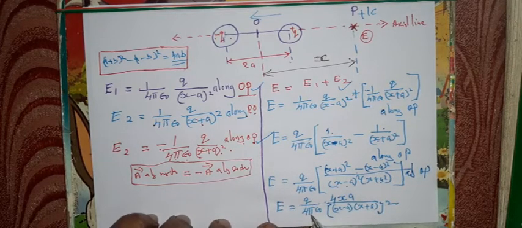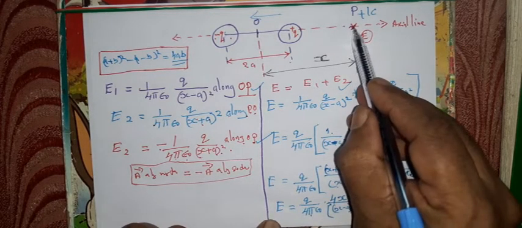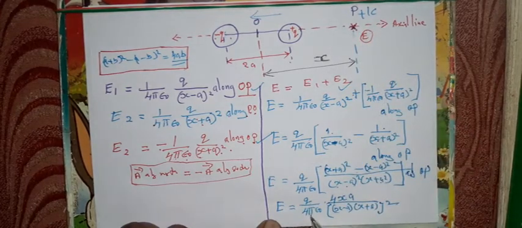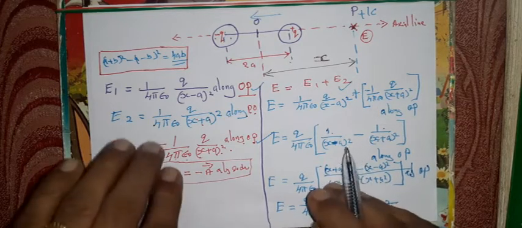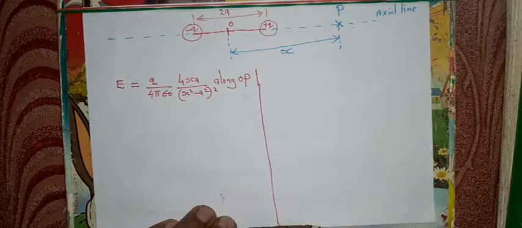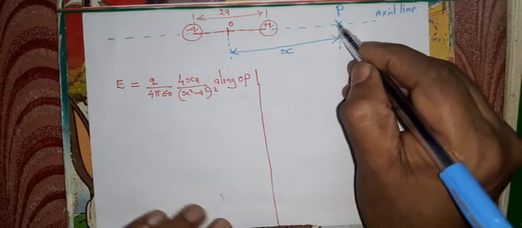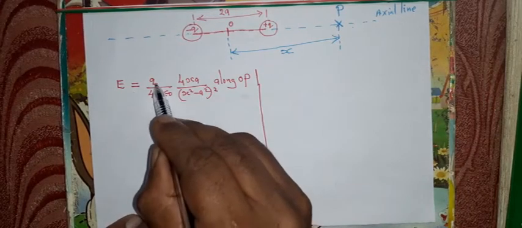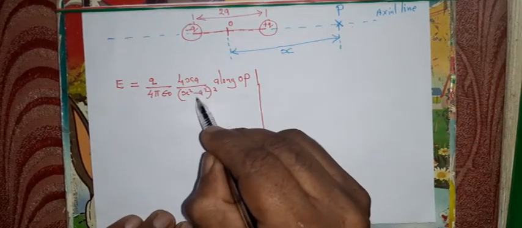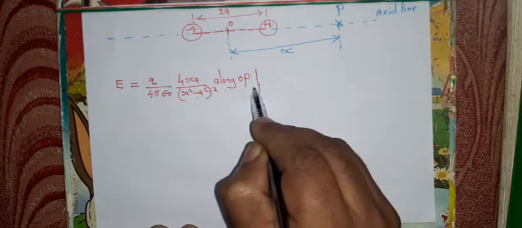Therefore, now we are coming to the expression. The intensity of the electric field at P is given by Q by 4 pi epsilon 0 into 4XA divided by (X minus A) into (X plus A) the whole square. (X minus A) into (X plus A) is X square minus A square. Therefore, it is equal to Q by 4 pi epsilon 0 into 4XA divided by (X square minus A square) the whole square. Therefore, the intensity of the electric field at P is given by E is equal to Q by 4 pi epsilon 0 into 4XA divided by (X square minus A square) the whole square, along OP.